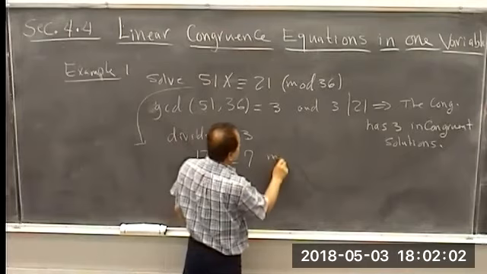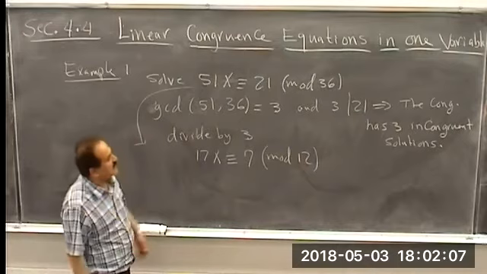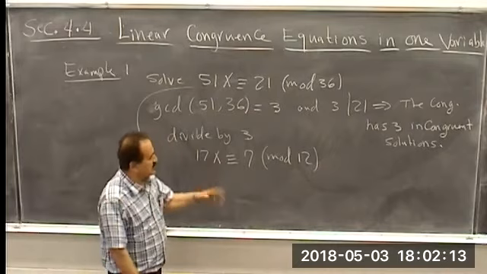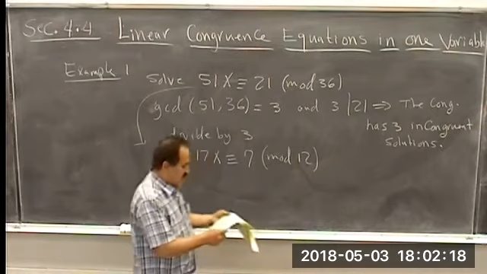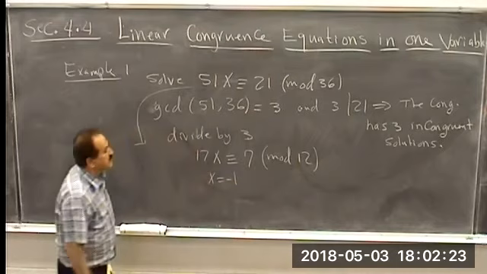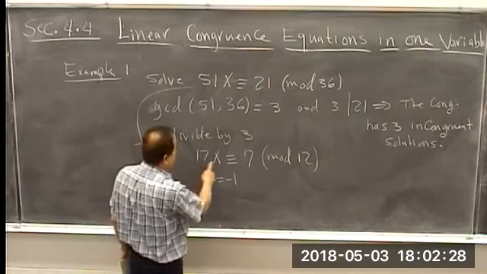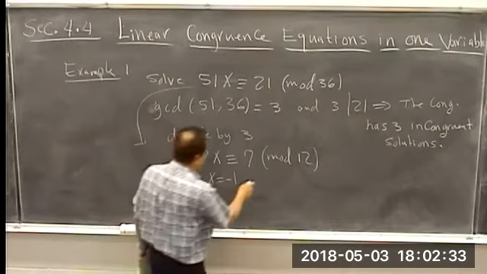Now we can do trial and error, taking a complete residue system for 12 from 0 to 11 and just plugging these in. It turns out that yes, there is a solution: x is equal to negative 1. It was simple to check. You get negative 17 minus 7, that is negative 24, and 12 divides that. Then we have all the solutions.